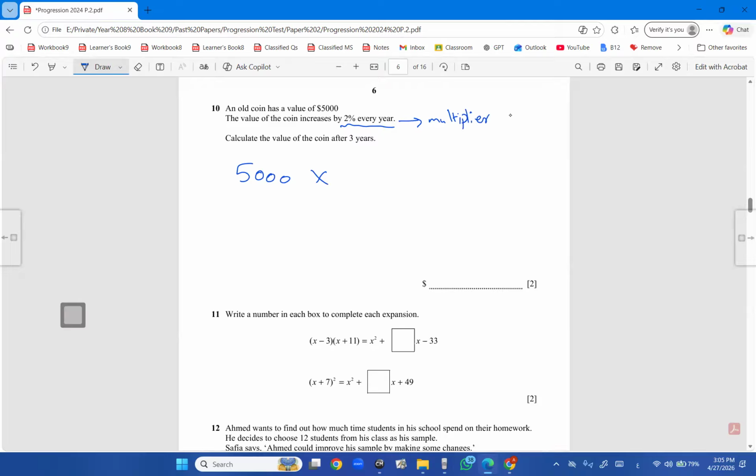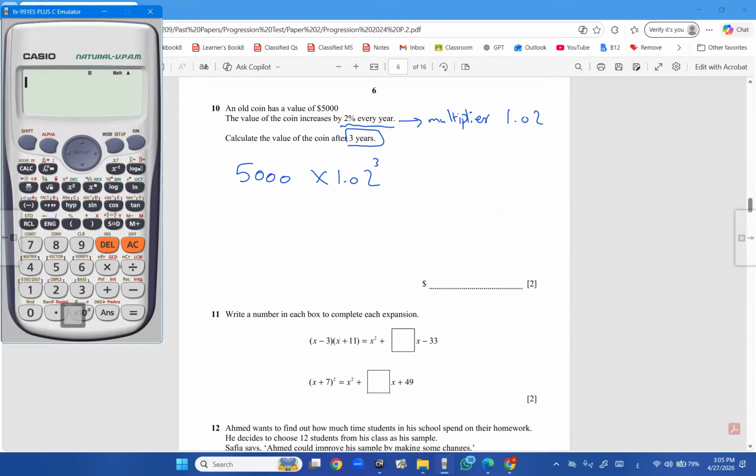Increases 2%, then it is 1.02. This is the multiplier, but this is after 1 year. What about after 3 years? So it's 1.02 to the power of 3. Do this on your calculator, and don't forget that this is paper 2.